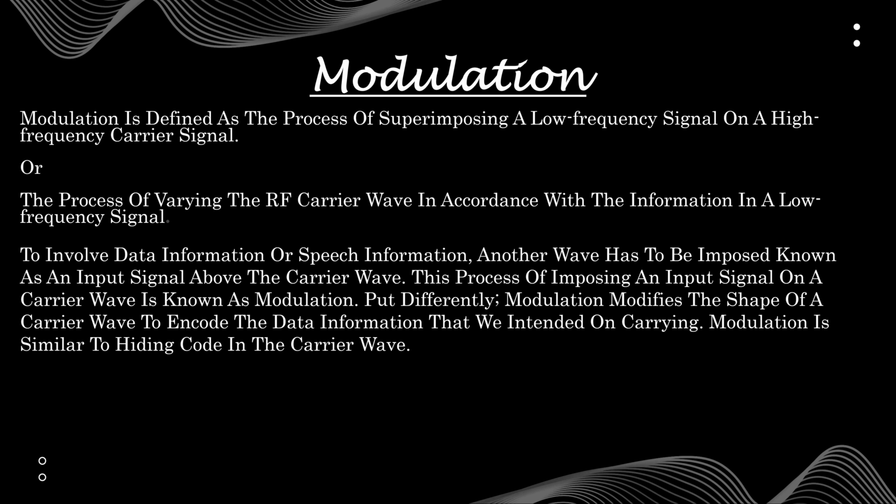Now the topic is modulation. Modulation is defined as the process of superimposing a low frequency signal on a high frequency carrier signal, or the process of varying the RF carrier wave in accordance with the information in a low frequency signal. To convey data information or speech information, another wave, known as the input signal, has to be imposed above the carrier wave. This process of imposing an input signal on a carrier wave is known as modulation. Put differently, modulation modifies the shape of a carrier wave to encode the data information that we intend to carry. Modulation is similar to hiding code in a carrier wave.